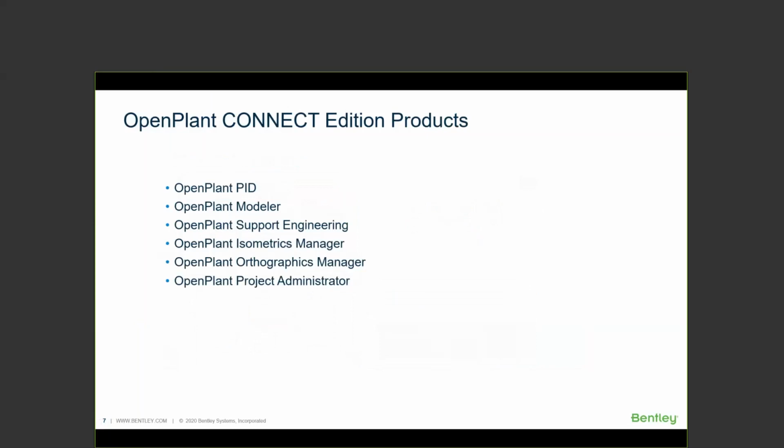The various OpenPlant products that we're going to talk about are OpenPlant PID for the 2D PID design, OpenPlant Modeler for the 3D design, Support Engineering for pipe support design, Isometrics Manager for generating isometrics, Orthographics Manager for generating your 2D orthos, and Project Administrator, which we're not really going to see today. That's strictly a tool for administering your project, doing all the setup type stuff.